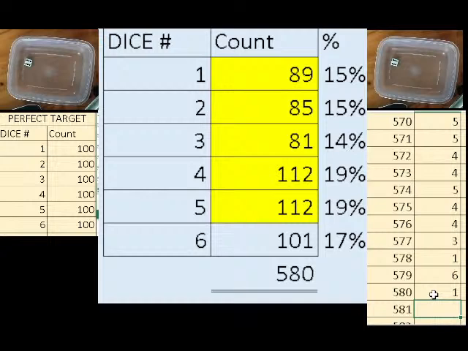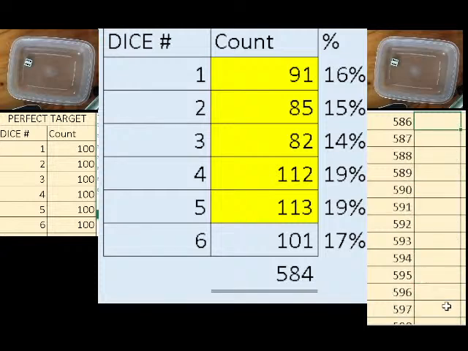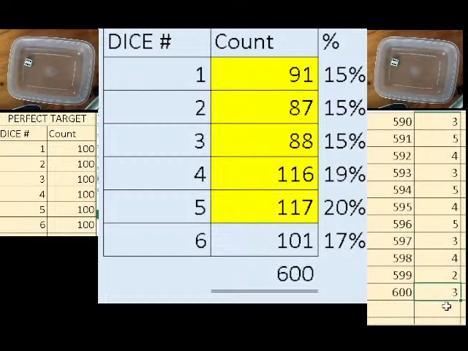Okay, so actually I think the counter is a bit off. I just want to quickly check there and see if my count is right.